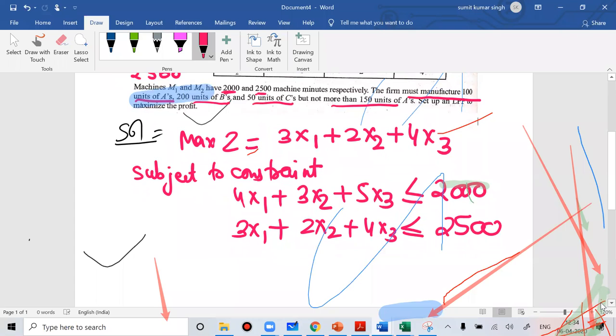Then the firm should manufacture a minimum of 100 units of A. So the A you manufacture should be a minimum of 100 units, and it cannot exceed 150 units.